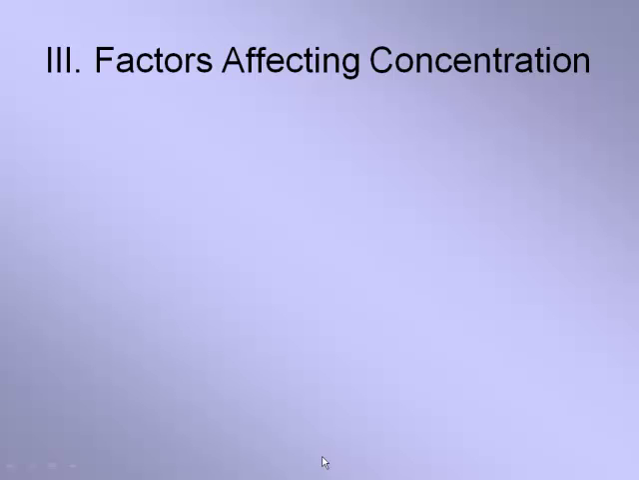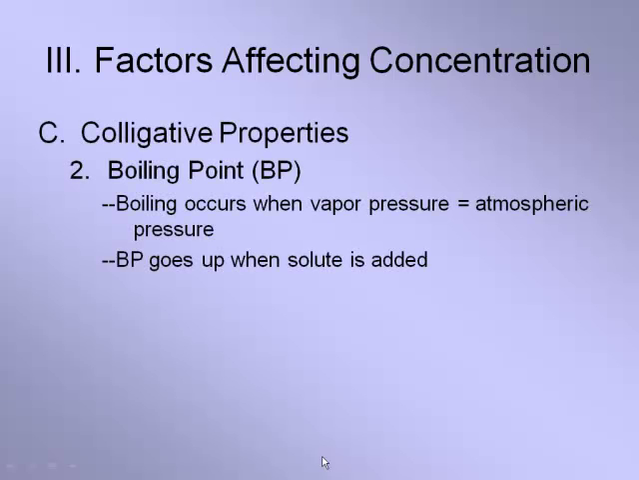Now let's talk about boiling point. Boiling point is connected to vapor pressure because here's the key. This is the most important statement right there. Boiling occurs when the vapor pressure equals the atmospheric pressure. So in other words, when the amount of vapor coming out is exerting the same amount of pressure on the liquid as the atmosphere did, that's when boiling will occur.